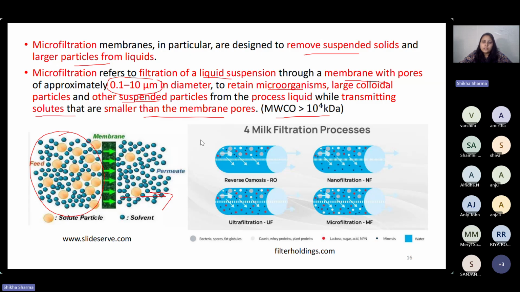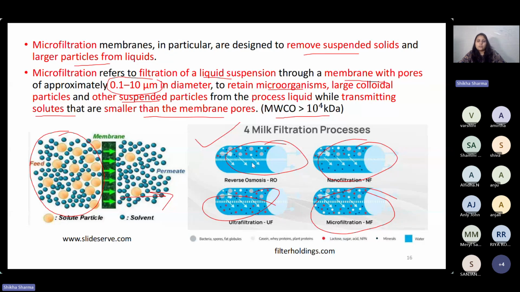And here we can see that milk is being separated using different types of membranes like microfiltration, ultrafiltration, nanofiltration, and reverse osmosis. In reverse osmosis, a very fine separation is there. In nanofiltration, only nanoparticles will pass. So like that it is there.